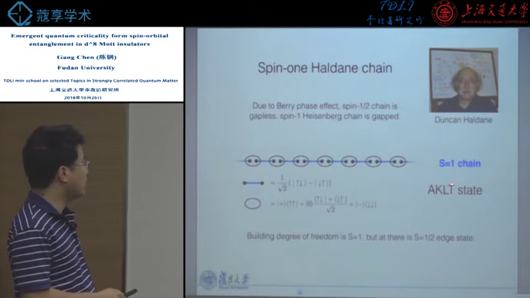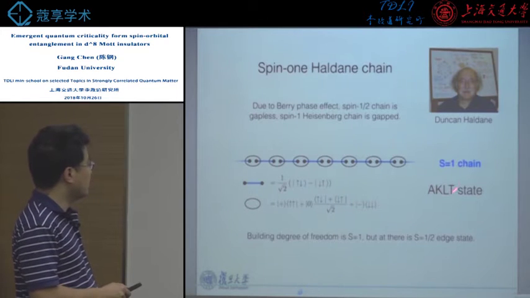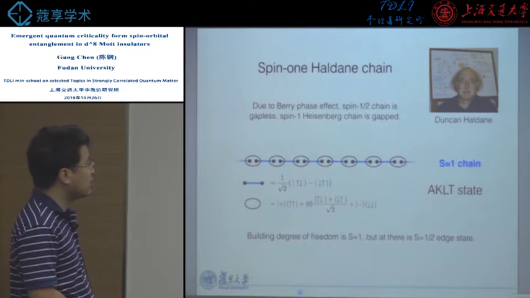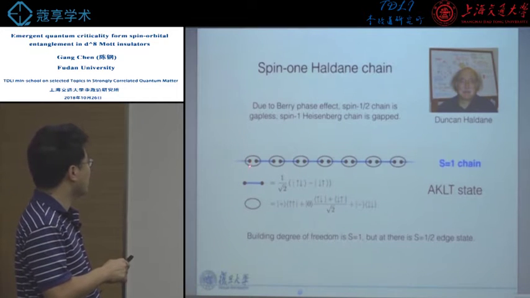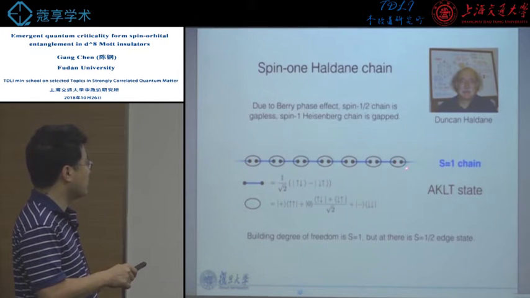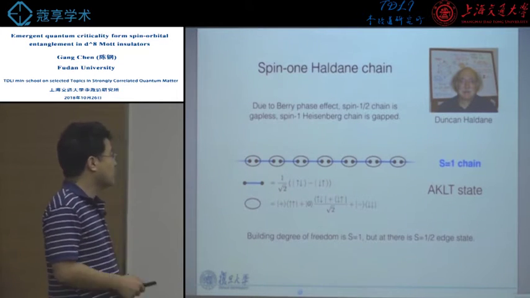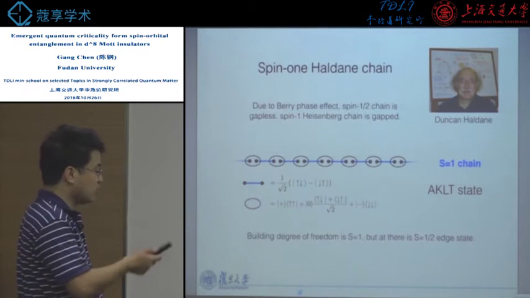The AKLT state is in the same phase as the Haldane phase. This state is one example of a topological phase. The bulk is gapped. If you cut the chain, there is always an unpaired spin-1/2. In this case, there is one spin-1/2 degree of freedom that is unpaired here, and another one here. This effective spin-1/2 that emerges out of an interacting spin-1 system is rather non-trivial. This is an example of bulk-edge correspondence.